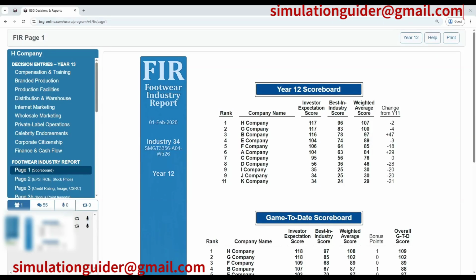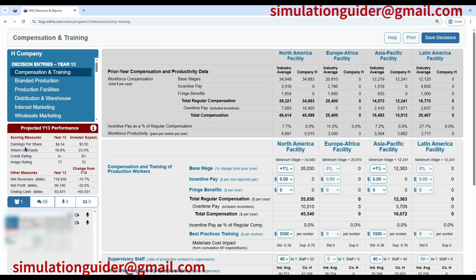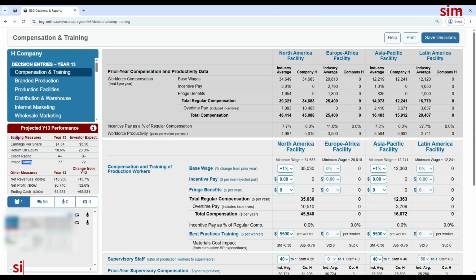In today's video, I'm going to take you through the business strategy game, and we're going to talk about how to increase our EPS, how to increase our ROE, that's actually the return on equity, earnings per share, credit rating, and the image rating. So we're going to talk about how to increase our projections in general.